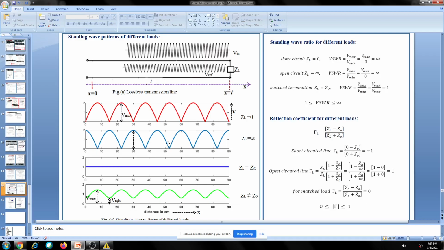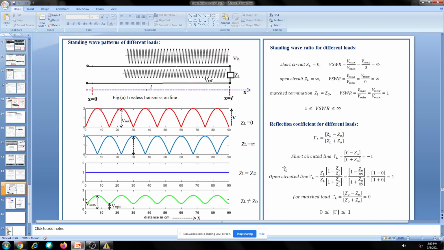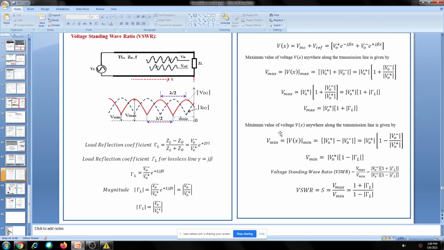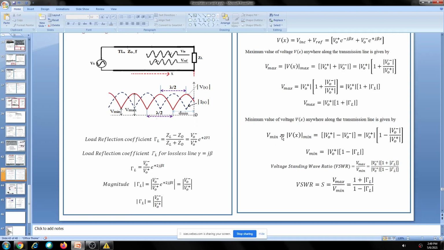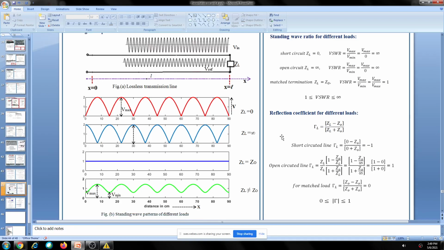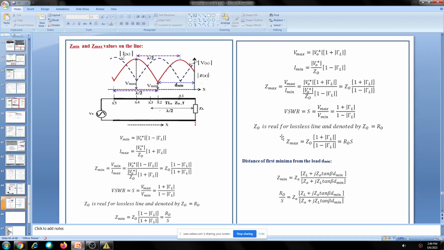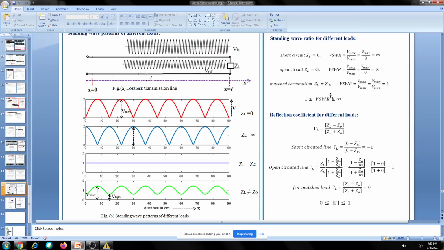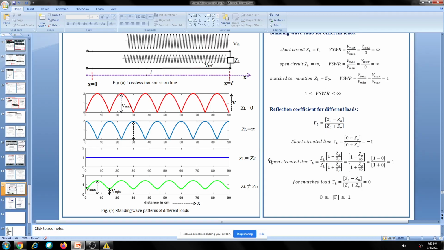So like that you can observe this kind of pattern. If the length of the line is long, based on the length of the line you may observe part of this pattern on the transmission line. Okay, so this is about standing wave pattern, voltage variation, current variation, and impedance variation. Okay, and voltage minimum, maxima, standing wave ratio, reflection coefficient.